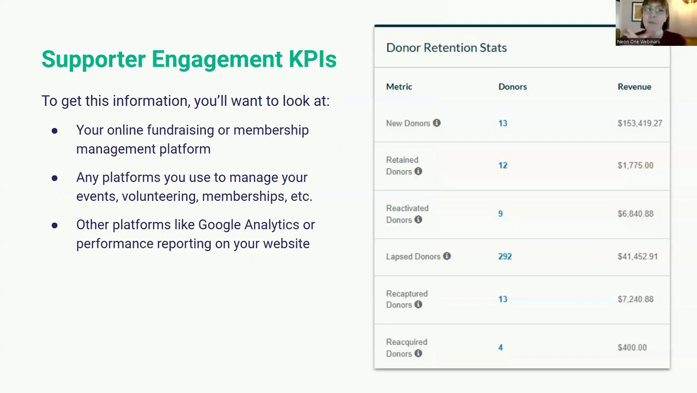Okay, so where you go to find the data for these metrics will depend largely on the tools or suite of tools you're using to manage all of these different activities.